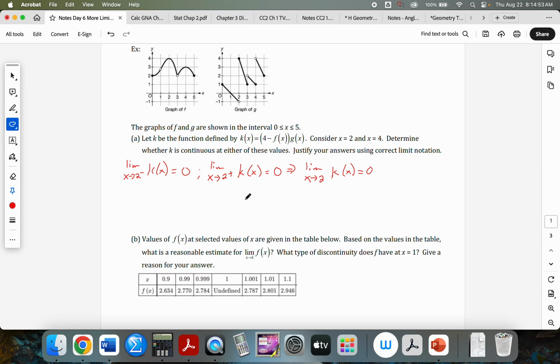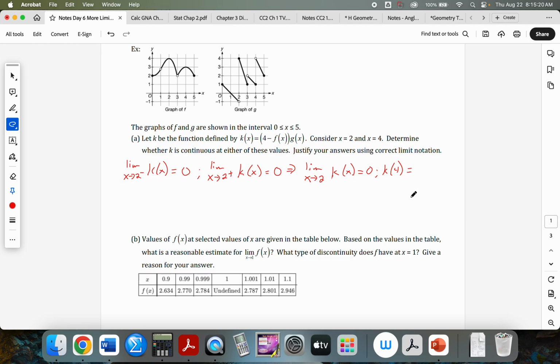Well, let's take a look at what happens at x is equal to 4. Determine whether k is continuous at either of these values. Oh, so I've got the limit now. I need to find out, well, what is k at 2? Which is usually where I start. Sorry, I wasn't fully engaged yet.